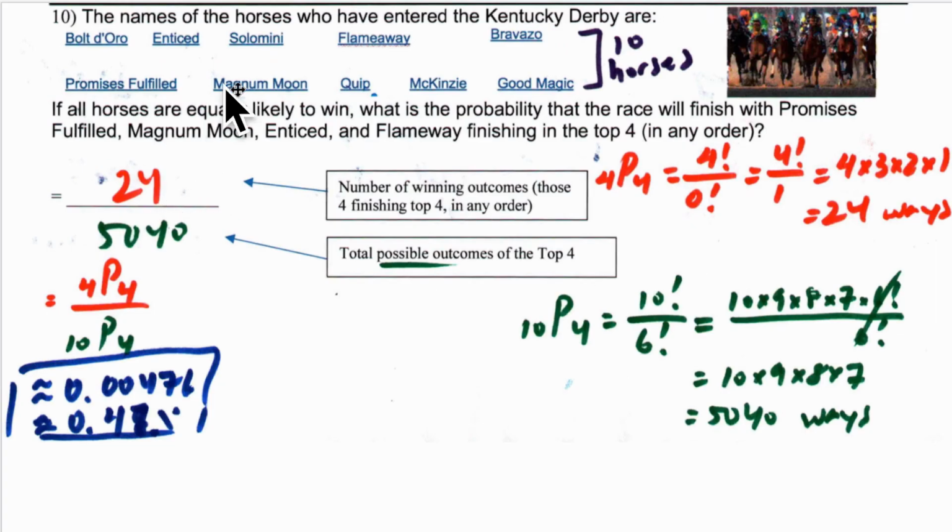So it's saying there's 24 ways for these guys, Promises, Magnum, Enticed, Flameway, because it could be Magnum, Promises, Flameway, Enticed, or Enticed, Flameway, Magnum, Promises. There's 24 possible arrangements of those guys to finish in the top 4 out of 5,040 total. And so my answer is 24 out of 5,040. You can also write 4P4 over 10P4. Punch that in Desmos or your calculator. It's about 0.47%, so quite low.